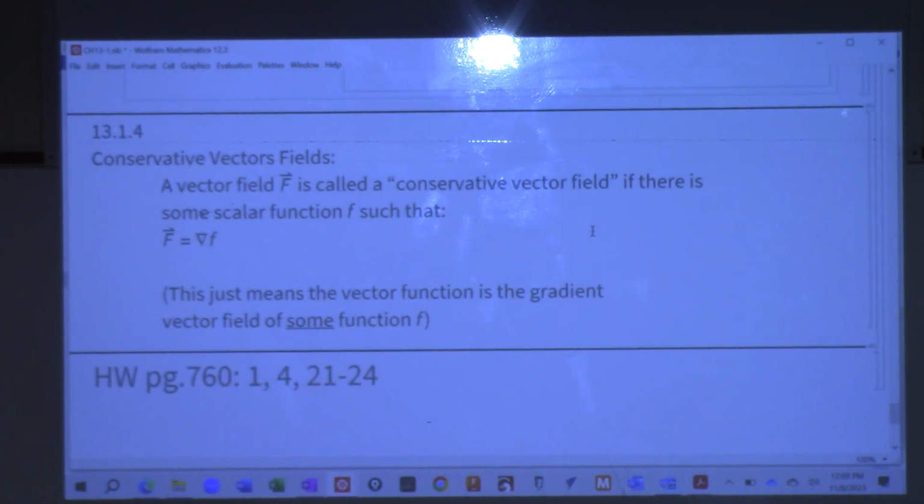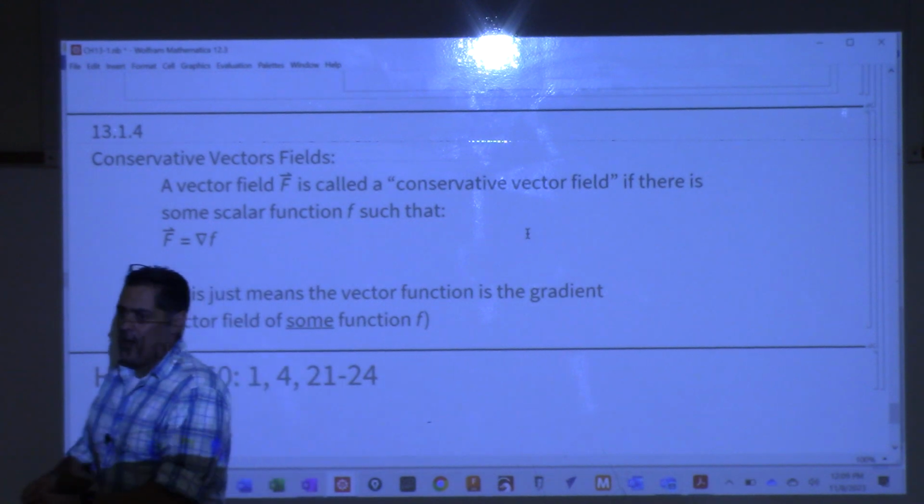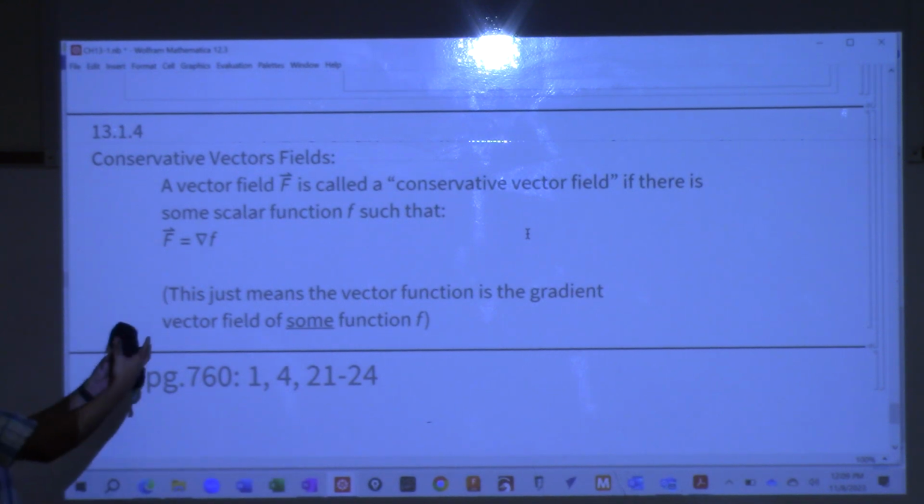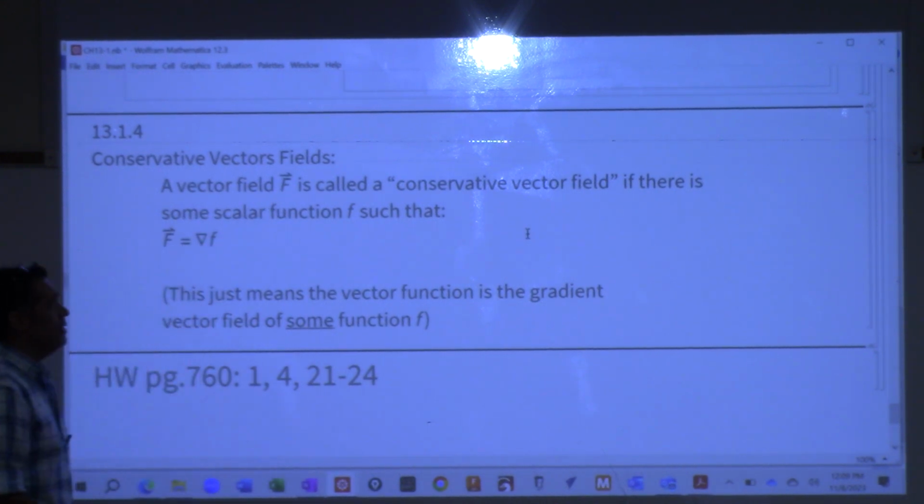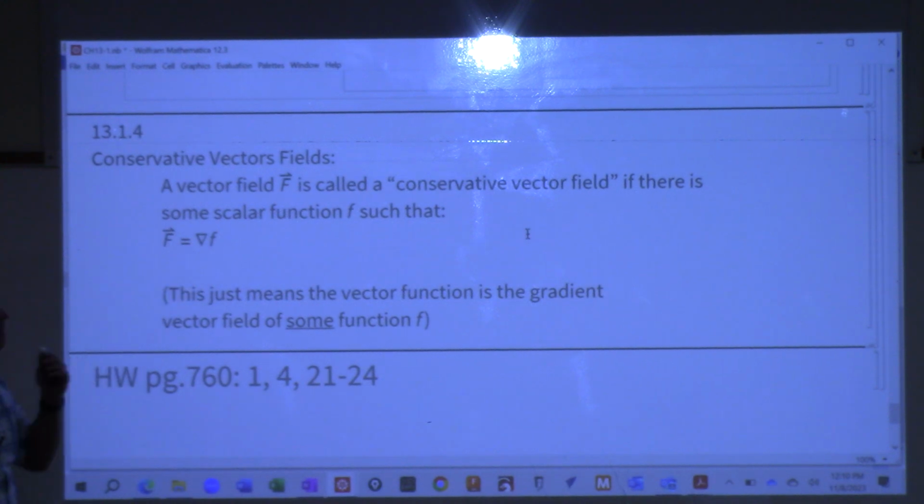Okay, conservative vector fields. So all we know right now is that if somebody gives us a scalar function, f of x, y, or f of x, y, z, we can take the gradient of it, and that creates a gradient vector field. Now we're talking about something different. Conservative vector fields. Any vector field, capital F, is called conservative if there's some scalar function, little f, such that that vector field is just the gradient of f.